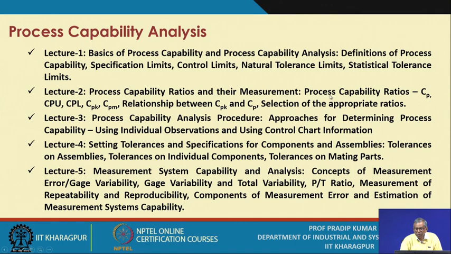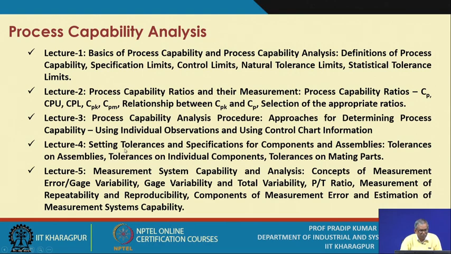and under process capability ratio there are many ratios which are relevant. Some of these ratios are CP, CPU, CPL, CPK, CPM. The relationship between CPK and CP will be discussed, and the selection of the appropriate ratios. What is the basis of selecting an appropriate ratio? During lecture 3, we will discuss the process capability analysis procedure in detail, and particularly the approaches for determining process capability using individual observations as well as using control chart information.